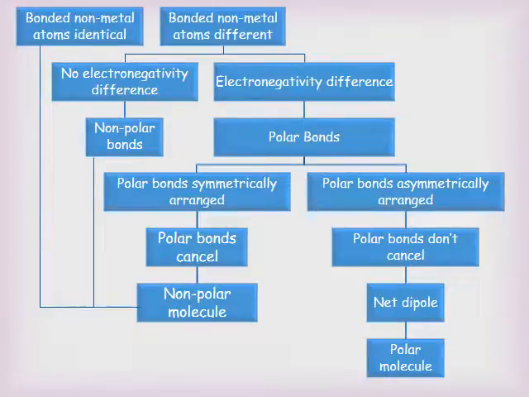In conclusion, here is a short summary of how you can work out whether something is polar or non-polar. If the bonded non-metal atoms are identical, it's going to be a non-polar molecule because the atoms are all identical. If the bonded non-metal atoms are different and there's no electronegativity difference, you've got non-polar bonds, again a non-polar molecule. If there is an electronegativity difference between the atoms, you've got polar bonds. If it's symmetrical, the polar bonds cancel to give a non-polar molecule. And if the polar bonds do not cancel, you get a net dipole and a polar molecule.